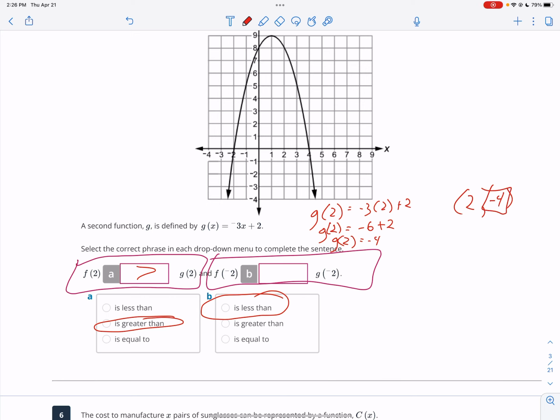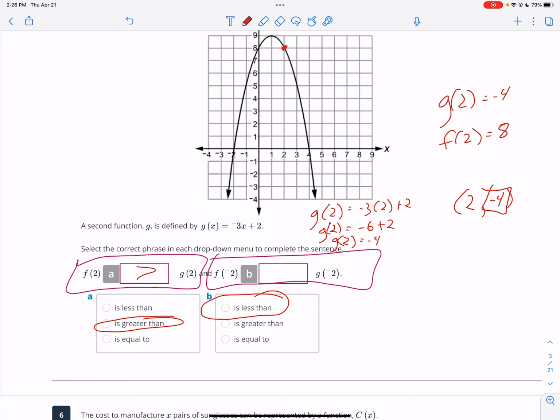We're really looking for this part right here. And we're going to compare that to our f of 2. So f of 2, we can just look at the graph of that. f of 2 is 8. So g of 2 was equal to negative 4, and f of 2 is equal to 8 from the graph.